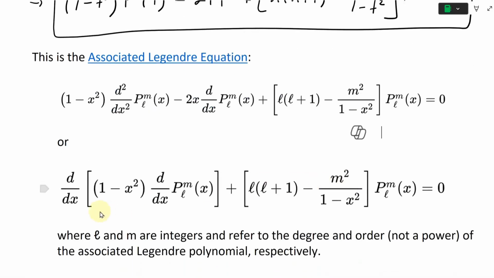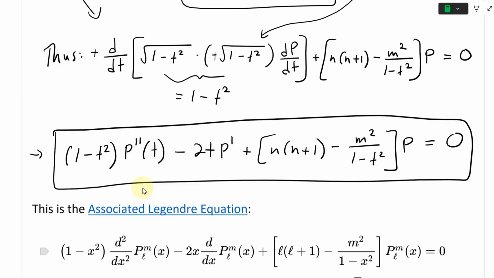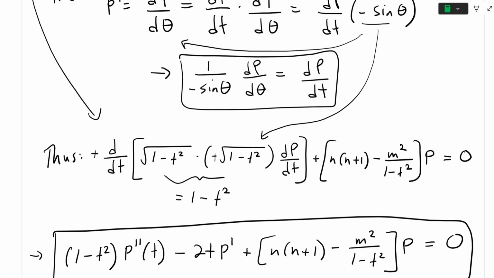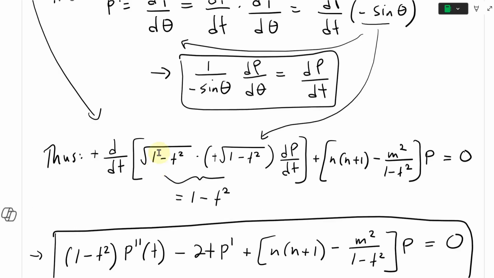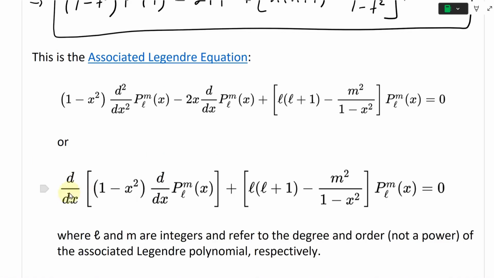And then you could also write it in this format, d over dx, and this setup here. And this is exactly the same setup we had. We just expanded it out. That's this part right here, d over dt of 1 minus t squared times dp over dt. And this one is d over dx of 1 minus x squared times the derivative of this p there. Yeah, exactly the same thing.